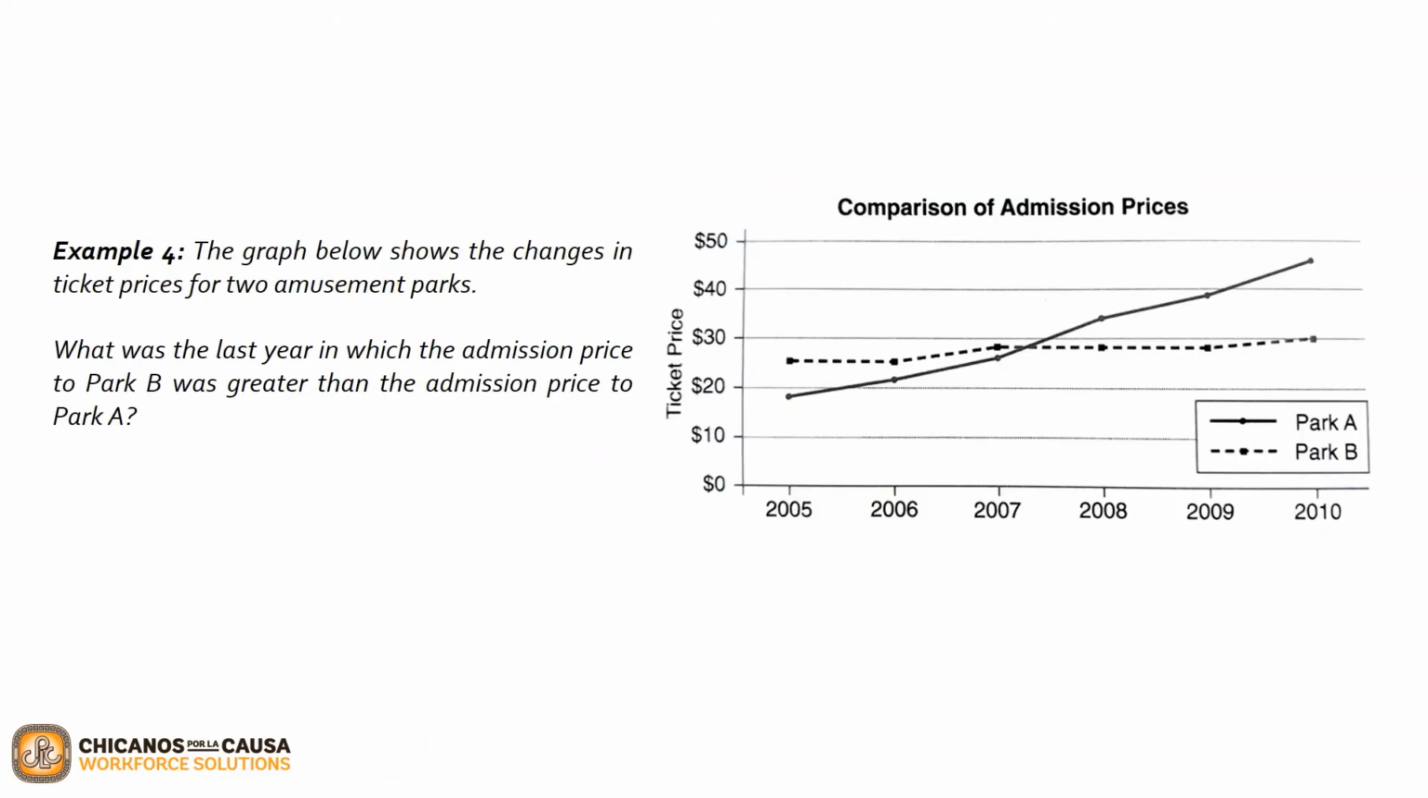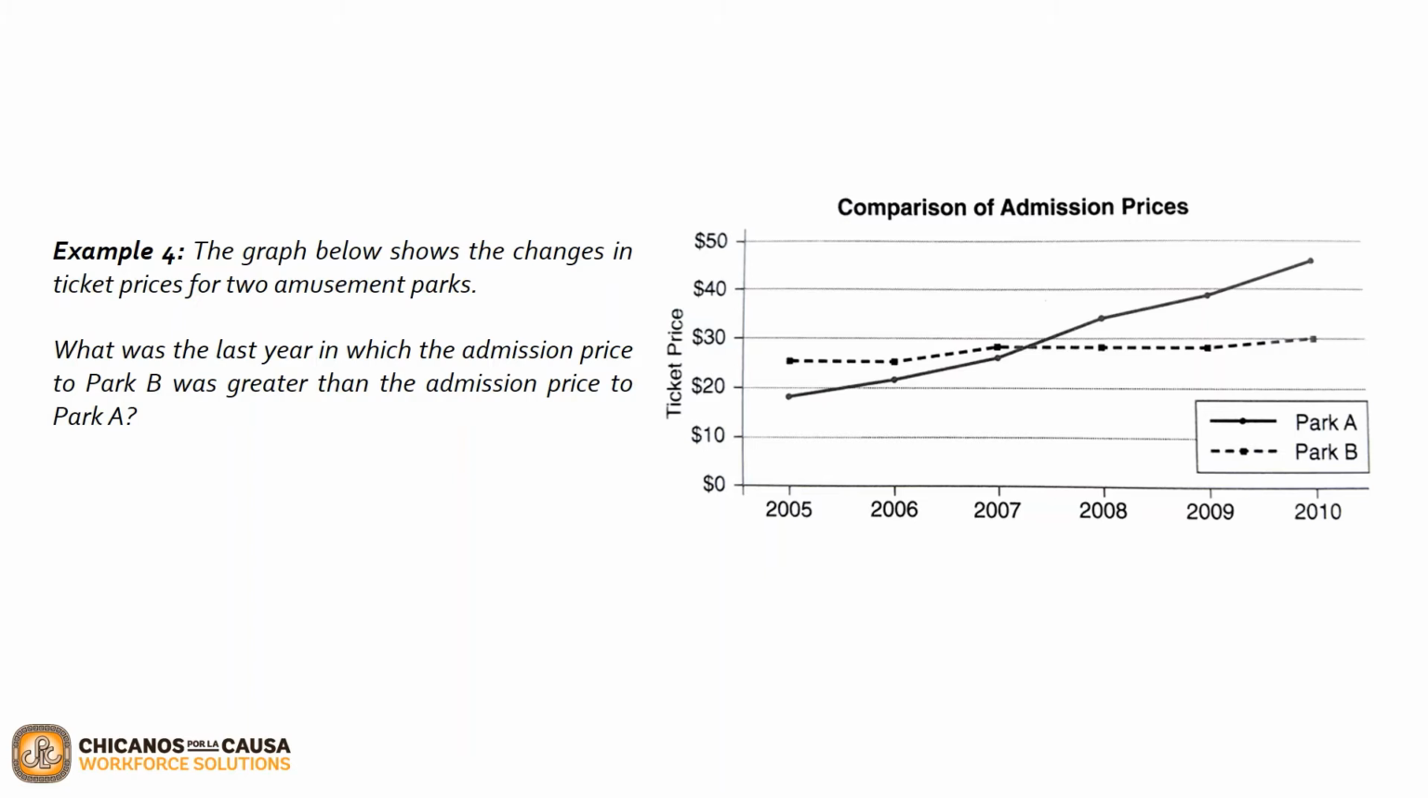Okay, next example, example 4. The graph below shows the changes in ticket prices for 2 amusement parks. What was the last year in which admission prices to Park B was greater than the admission price to Park A? If we look at this line graph, this is a double line graph. However, we can have 2 sets of information on this line graph, as the scales that they utilize will be the same. We can see from our horizontal, or x-axis, that it lists calendar years between 2005 to 2010.